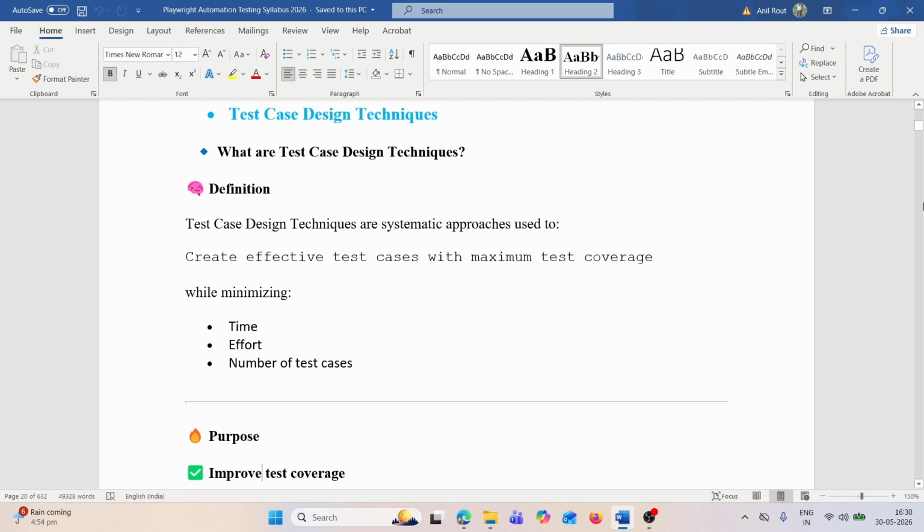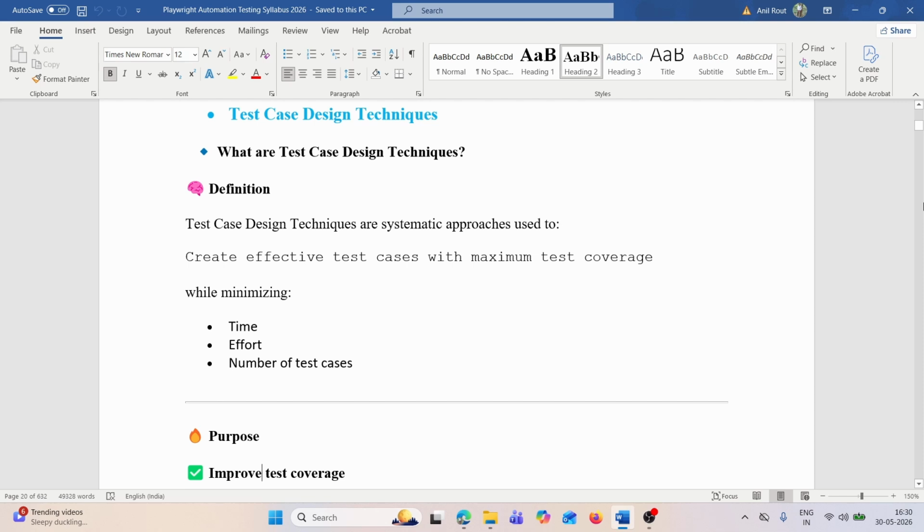My name is Anil. In this session, we are going to discuss, as a part of the Playwright series, test case design techniques. So, what are test case design techniques? Test case design techniques are systematic approaches used to create effective test cases with maximum test coverage.